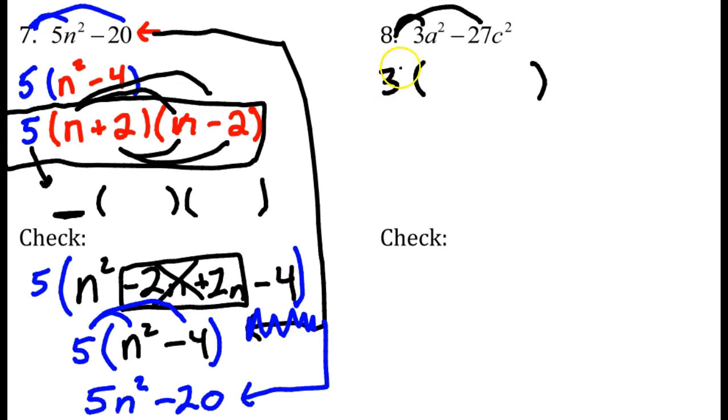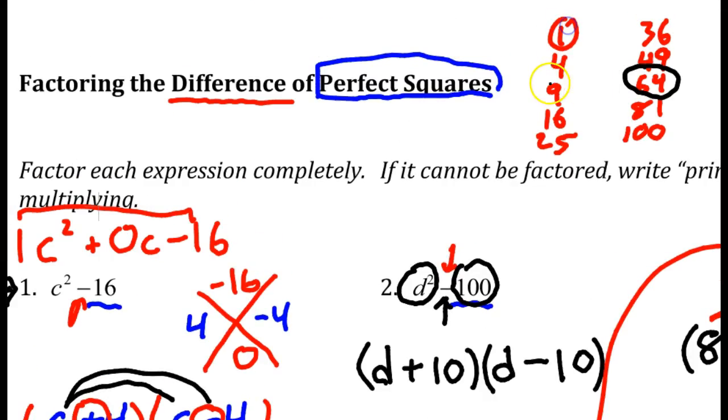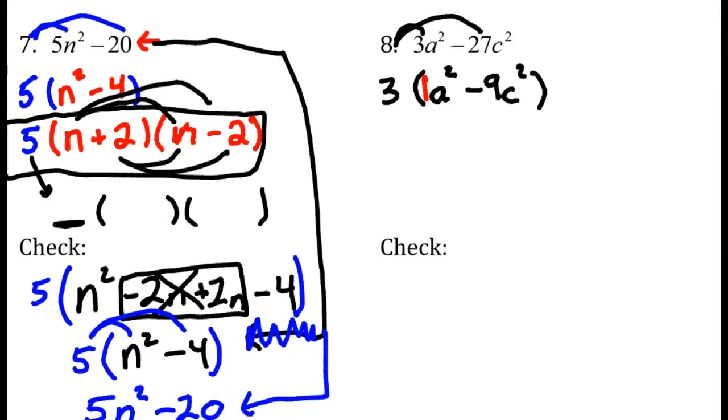That's 3. And then you work backwards. If you take 3 times what gives you 3a squared? Okay. 3 times what gives you the negative 27c squared? Negative 9c squared. So now we have perfect squares, right? We have a 1 and we have a 9, which are perfect squares. 1 and 9, so we can use this pattern.